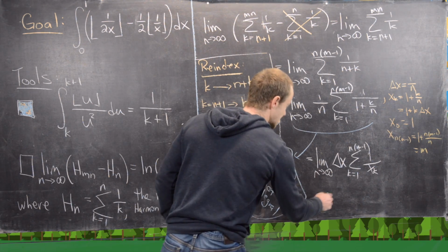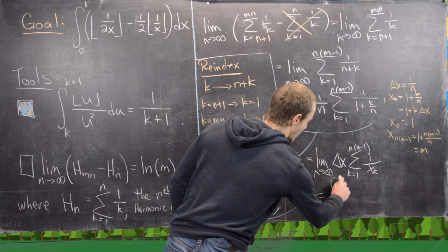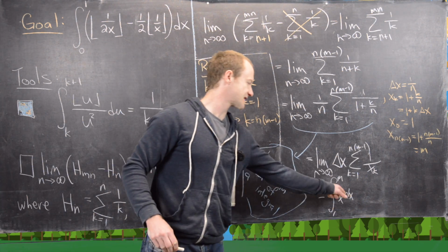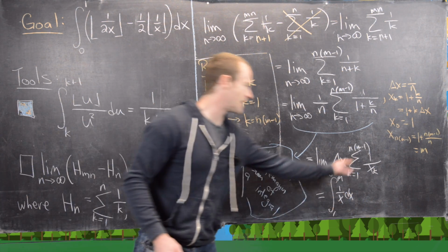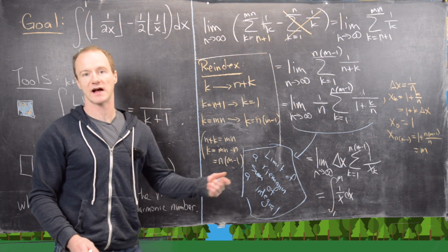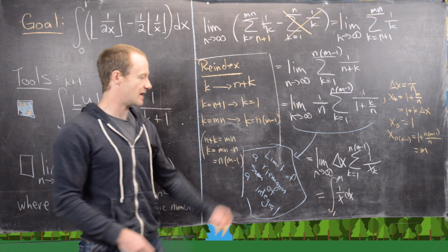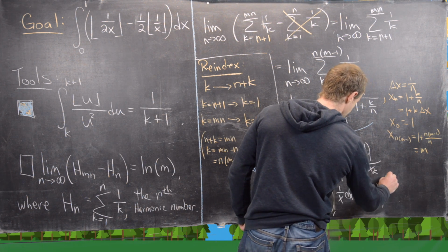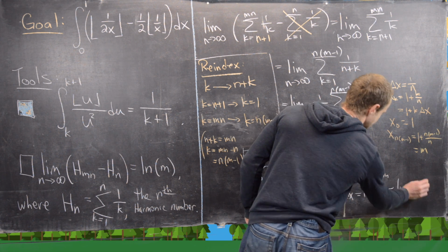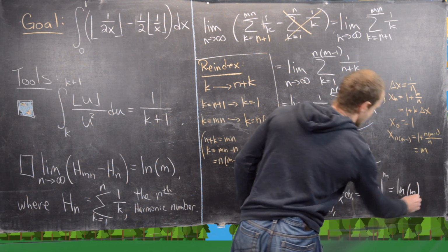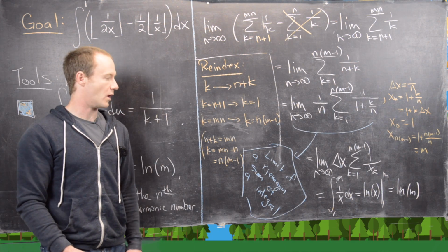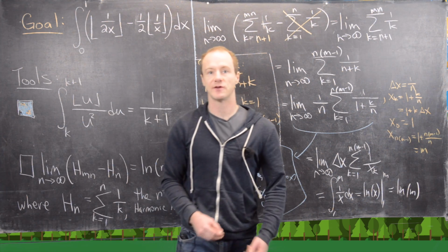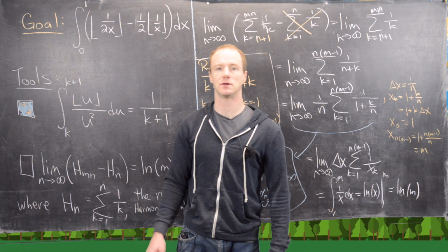But this looks exactly like the Riemann sum for the integral from 1 to m of 1 over x dx. So notice the delta x term becomes our dx, and then our 1 over x sub k becomes 1 over x. But this integral is pretty easy to do. We can just take the antiderivative. We get the natural log of x evaluated at 1 and m. Notice that gives us the natural log of m after evaluating, because the natural log of 1 is 0. But that's exactly the result that we wanted. And so that finishes proving this second tool.